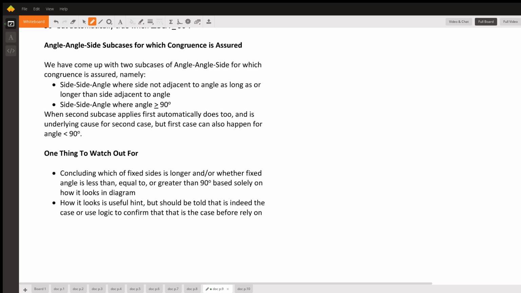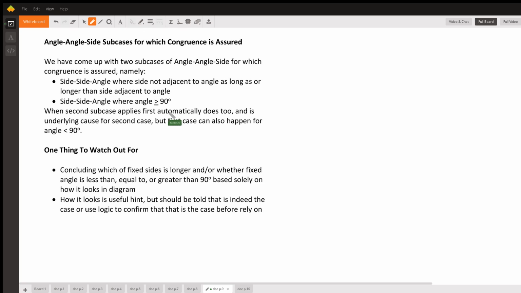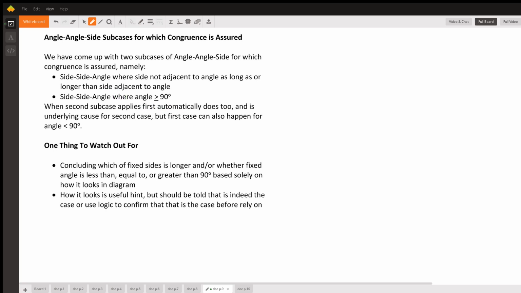When the second subcase applies, the first one automatically does too, and it's the underlying cause for the second one. When this happens, this is sure to happen. Angle greater than or equal to 90, the first side that's not adjacent to the angle is going to be longer than the second.